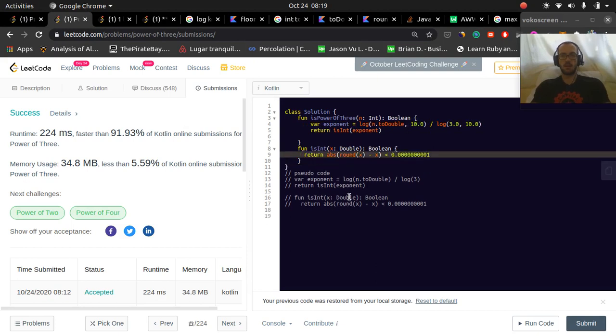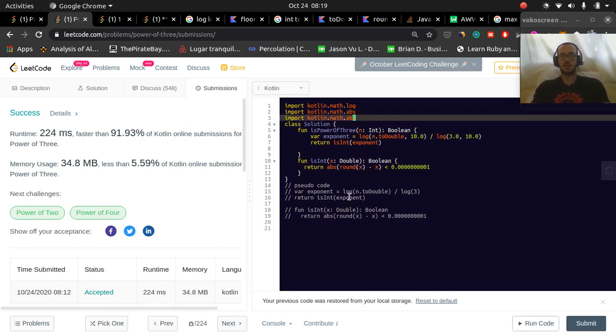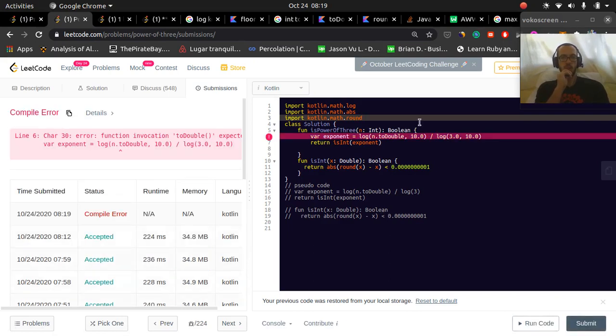All right. And let's think about this. Is this all we need? Oh, we need to import these functions. So import kotlin.math.log, abs, and round. So round just rounds to the nearest integer. Okay. Let's see if that works. Uh-oh. What's the problem here? Oh, gotta call that function.